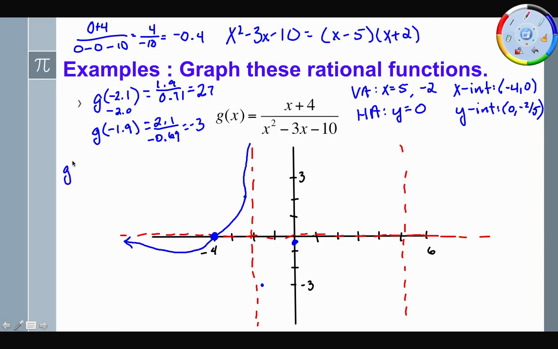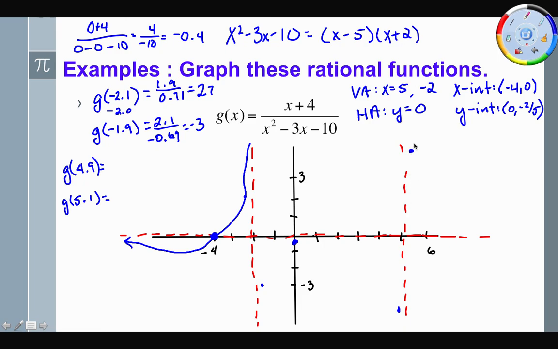So I need numbers on either side of 5. I'm going to go g of 4.9, and I'm going to go g of 5.1. And through these calculations, I'm going to save us a little bit of time here. If I plug in 4.9, I get a negative number. And that means it's going to be down here negative somewhere. And if I plug in 5.1, I get a positive number. And that means it's going to be up here somewhere.